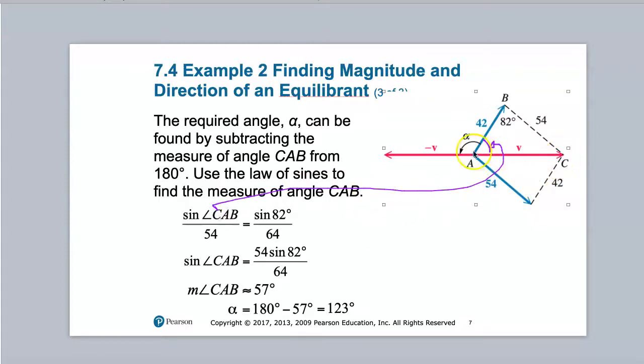Once you find this angle, to get alpha, you simply subtract that angle from 180 degrees because they are supplements. And to get this little purple angle, CAB, you just use the law of sines. So use the law of cosines to figure out the magnitude, and then you use the law of sines to ultimately figure out the direction. So that's that problem, and that will help you then with number 31.